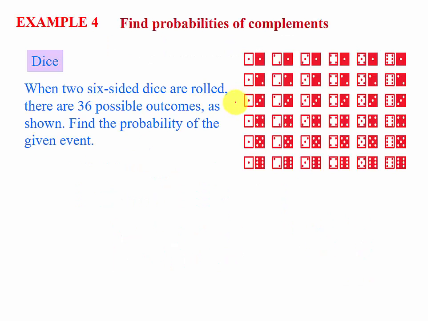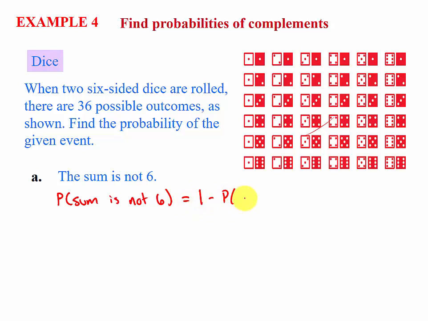When two six-sided dice are rolled, there are 36 possible outcomes, as shown to the right here. Find the probability of the given event. The sum is not 6. There are two different ways we can do this. We can look at all the outcomes and count up how many are not 6. Or we can use the complement: the probability that the sum is not 6 is equivalent to 1 minus the probability that the sum is 6, because they're complements, so together they have to add to 1.